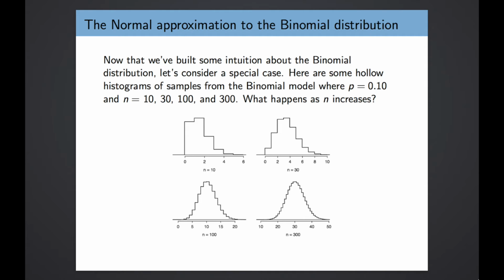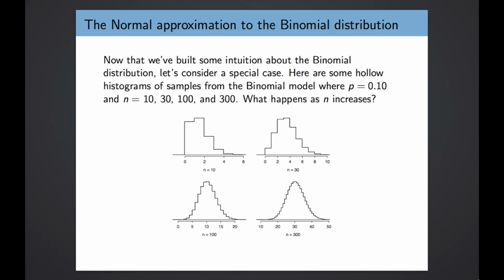So to motivate this, first let's look at these hollow histograms of different binomial models with different parameters. In each of these models, the parameter p is equal to 0.1, but the number of trials is changing from 10 to 30 to 100 to 300. So how does the shape of these distributions change as n increases? Well, these distributions are starting to look more and more normal. So as n is increasing, the binomial distribution is starting to resemble the normal distribution more and more.